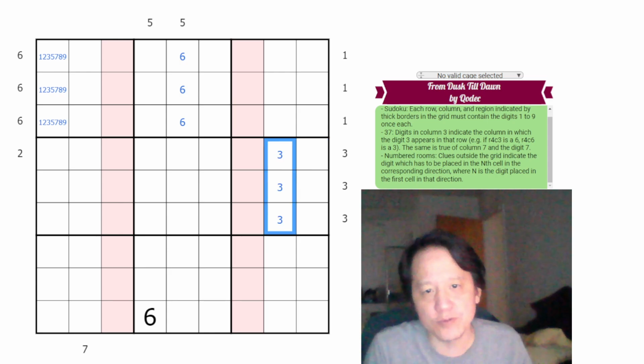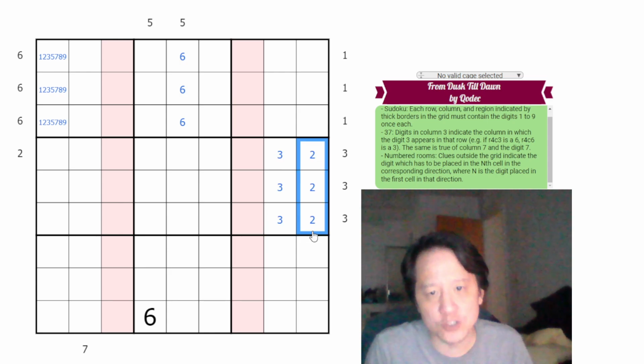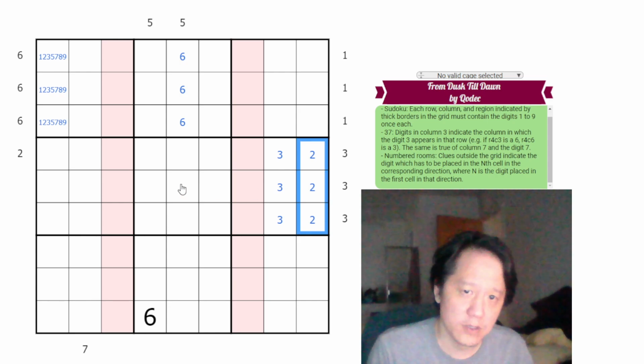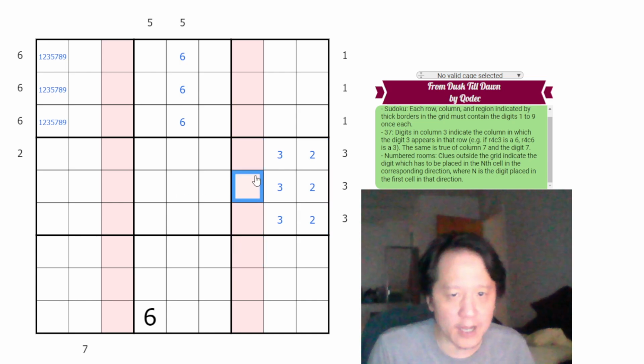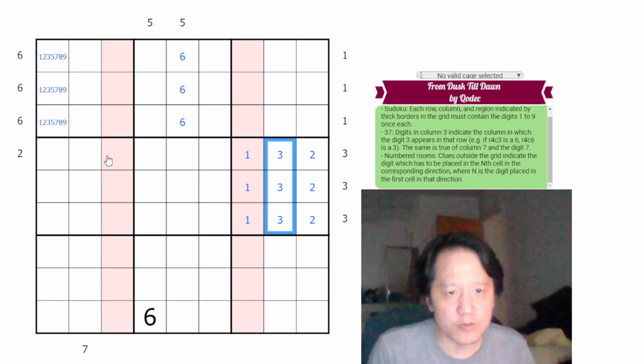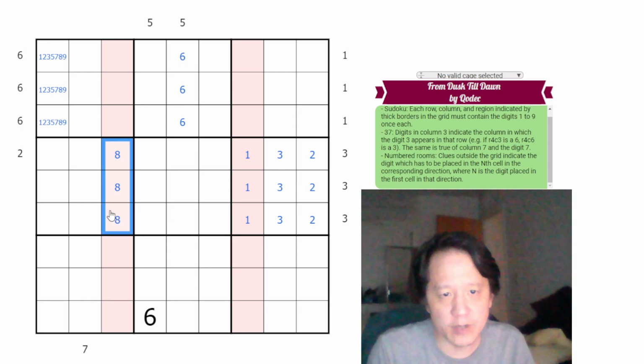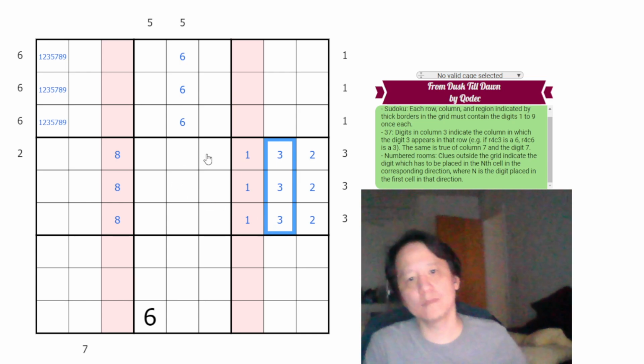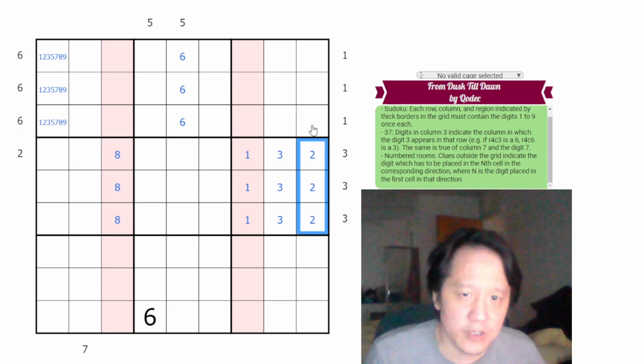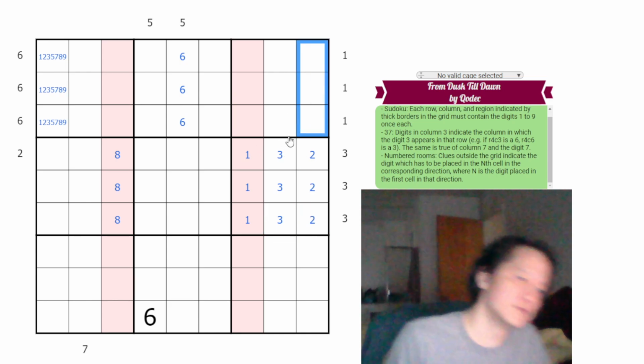So we know the 3 has to be in 2, which makes the 2 have to be here, which makes the 1 have to be here. So the 3 has to be here, which means the 8 is here. So 8 is here because of this. 2 has to be here, so this cannot be 2.